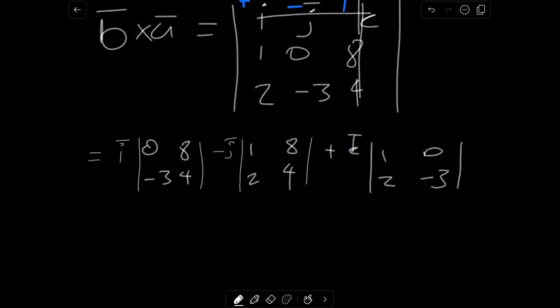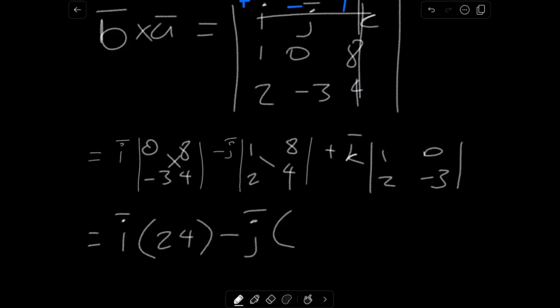Let us work out, that doesn't look like a k. I just noticed that. There we go. All right, let's work out the determinants for the 2 by 2 matrices. 0 times 4, that's 0. And then it's going to be minus 3 times 8, minus 24. So it's 0 minus minus 24. That's plus 24, double negative. Minus j into 1 times 4 is 4. 2 times 8 is 16. 4 minus 16, that's minus 12.